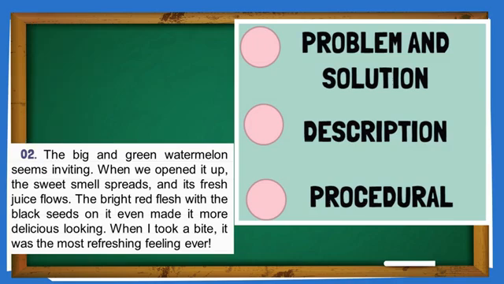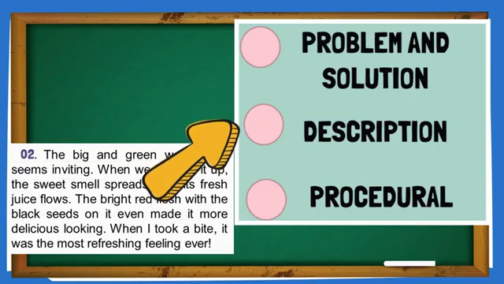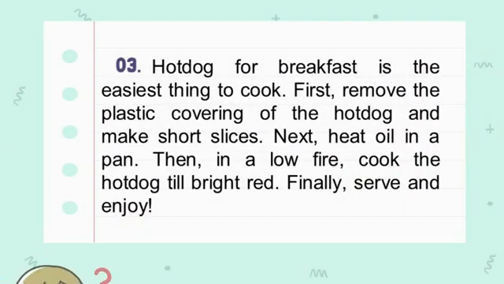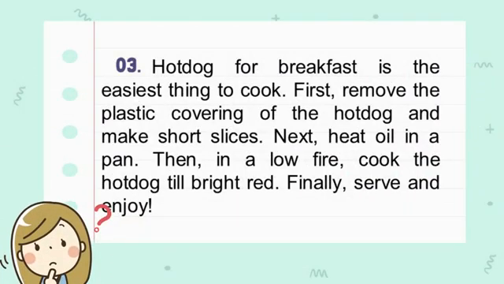What do you think is the answer? Is it problem and solution, description, or procedural? The correct answer is description. Great! Item number 3. Hot dog for breakfast is the easiest thing to cook.